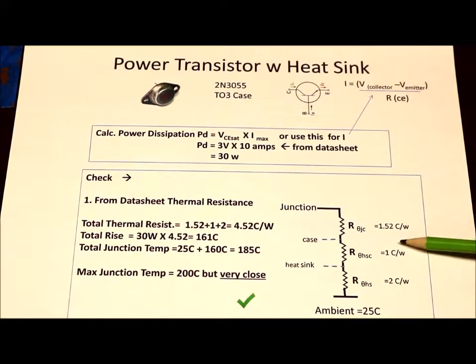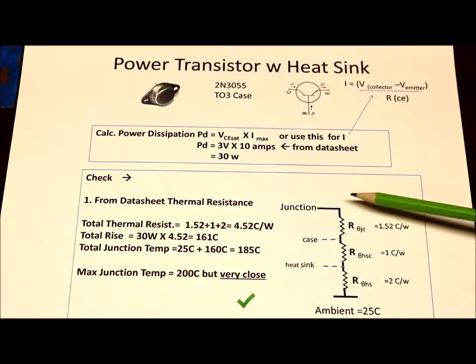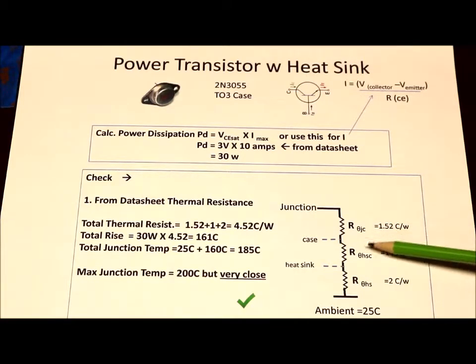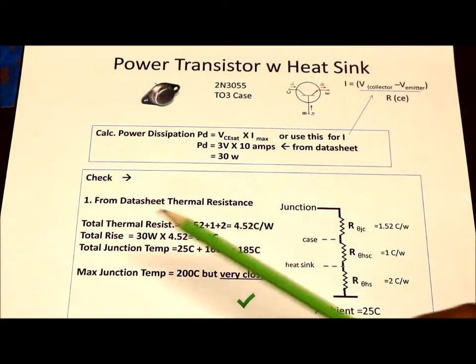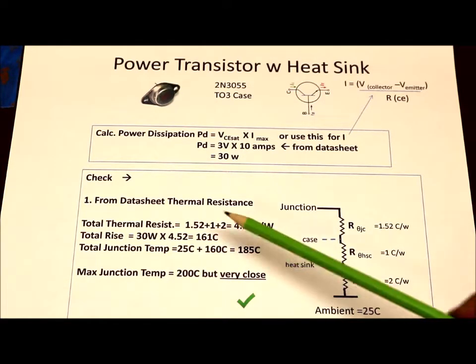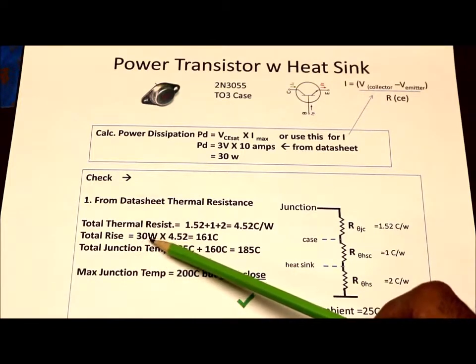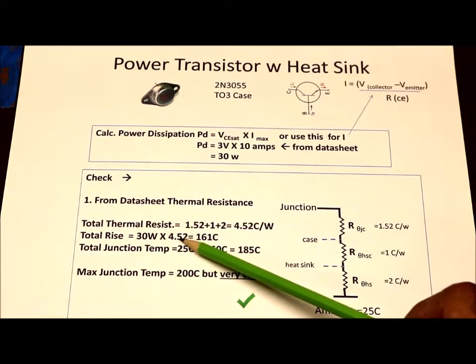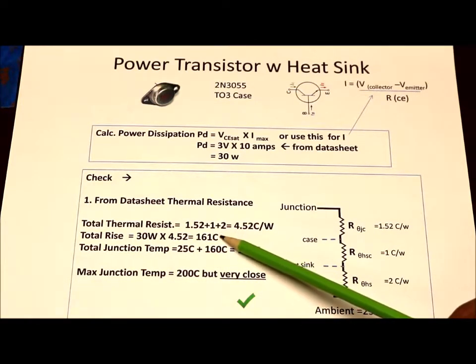It's 1.52 degrees C per watt for this transistor, for the JC. You get that off the data sheet. Heatsink compound, it's not much. I made an assumption here about 1. And the heatsink I'm going to use is 2 degrees C per watt. So what you do here to find the total thermal resistance is you add up all those thermal resistances, you can come out with 4.52 degrees C per watt. The total rise is 30 watts times 4.52, or 161 degrees C.